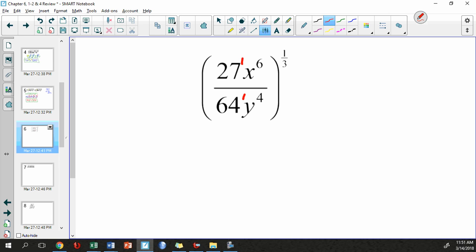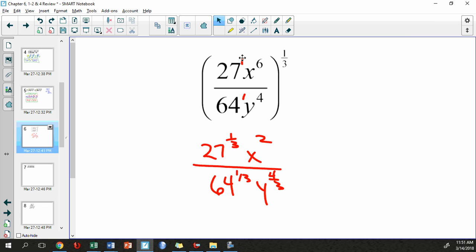All right? So if we distribute that, that's 27 to the 3rd power, 6 to the x to the 2nd power, all over 64 to the 3rd, and then y to the 4/3. Okay, do we all understand that?